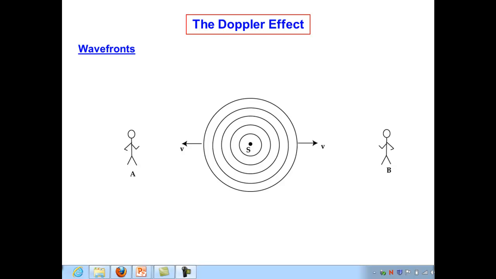The waves themselves are moving outward in all directions with a speed v, and we want to consider what observers A and B will notice as we consider the motion of the source in one direction or the other, and as we consider the motion of A and B themselves as our example observers. But first, let me illustrate how this works using a very simple computer demonstration.